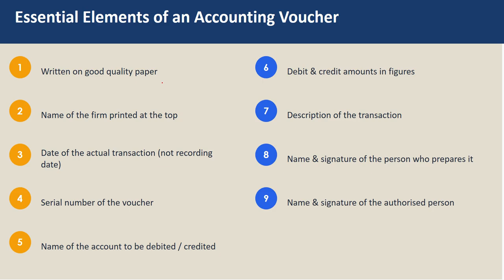So it says good quality paper, firm name is important, the date of the actual transaction, not when you record it in the books of accounts, so when the transaction happens, serial number, number of accounts debited and credited, and then you have to enter the debit amount in figures, and then a description should be given, and the signature of the person who prepares it and the one who authorizes it.